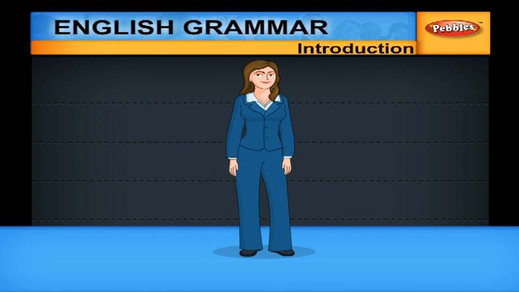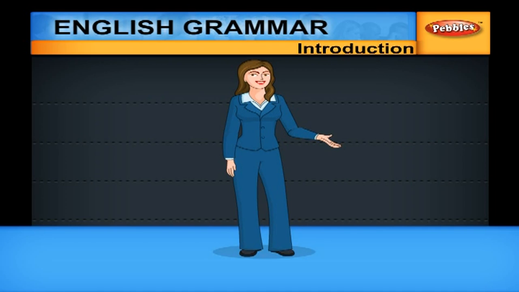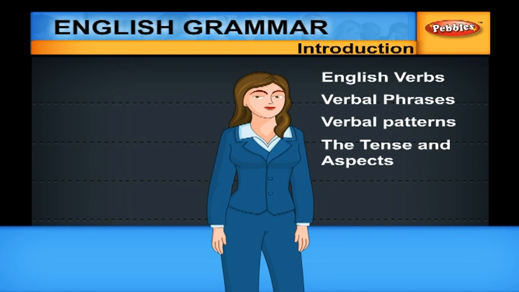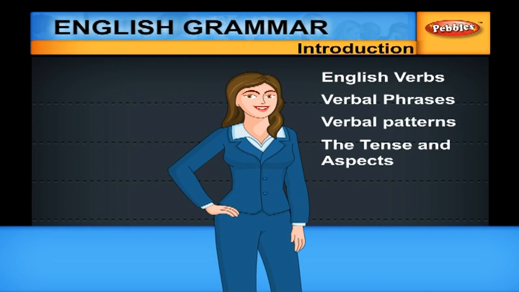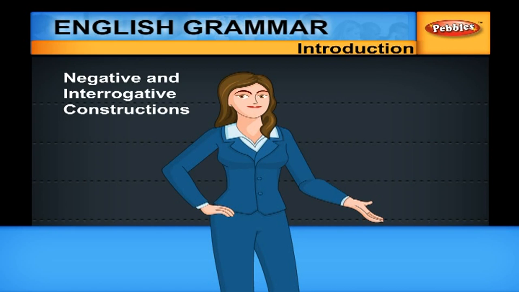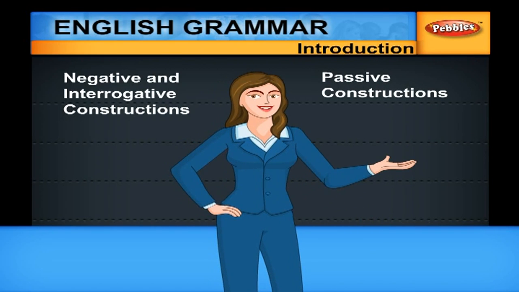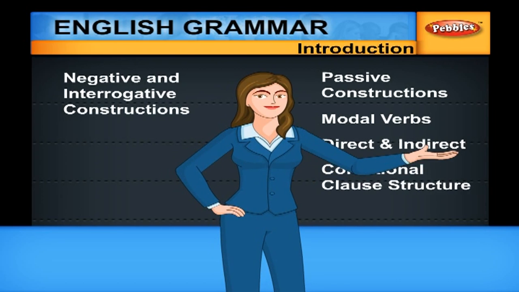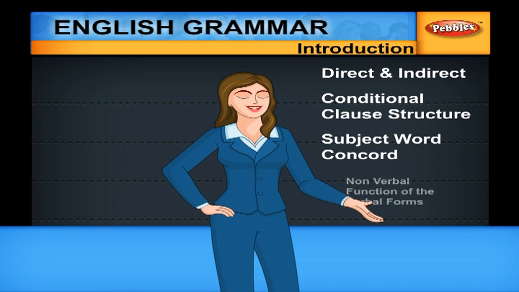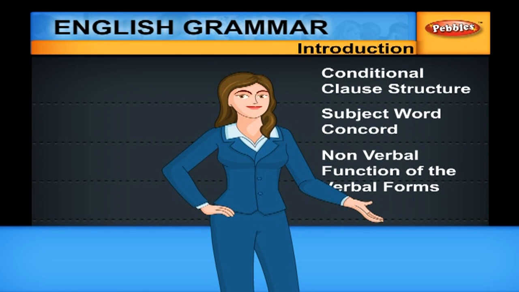This module on English grammar explains, with illustrated examples and drills, English verbs, verbal phrases, verbal patterns, the tenses and aspects, their formation and usage, negative and interrogative constructions, passive constructions, modal verbs, direct and indirect speech, conditional clause structure, subject-verb concord, and non-verbal functions of the verbal forms.